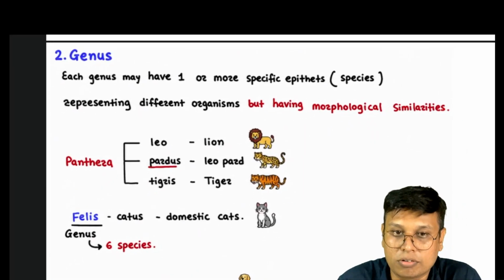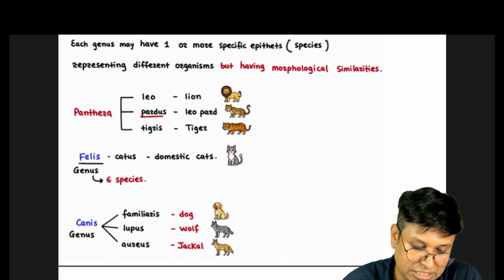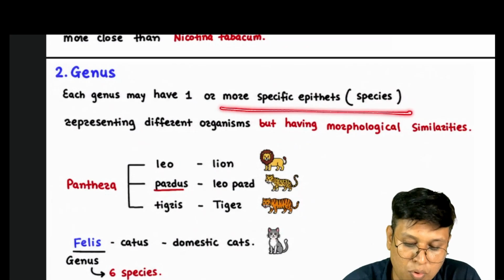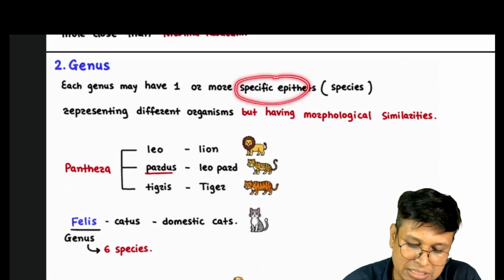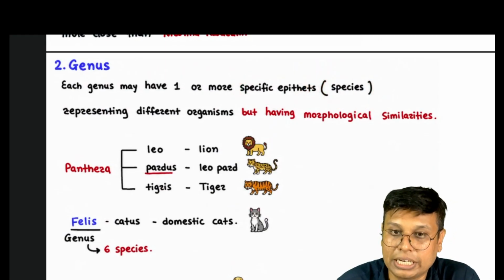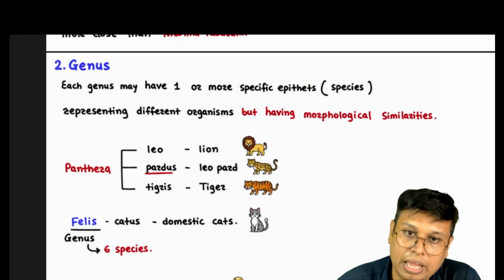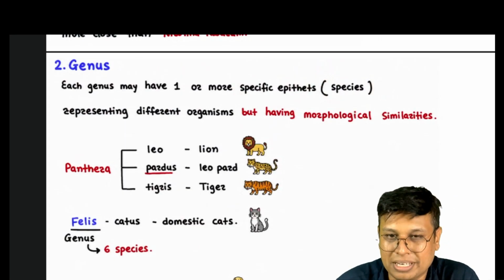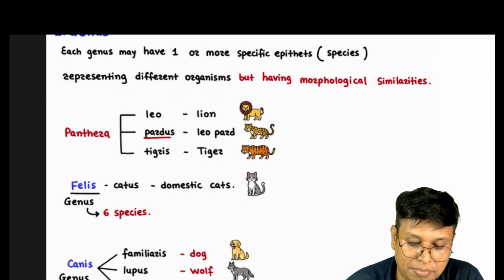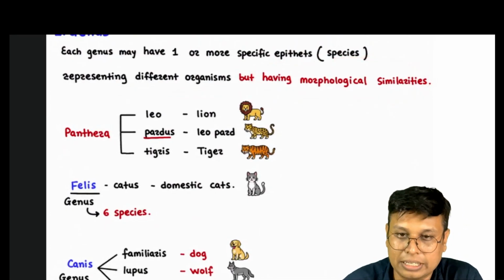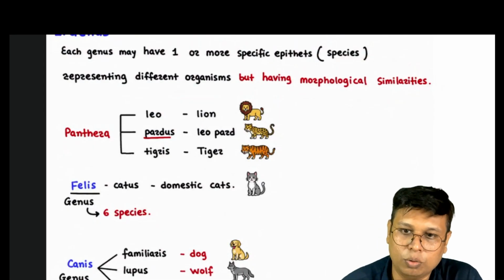Again here, each genus may have one or more specific epithets. Here specific epithet is nothing but species. That means a genus can have one species or many species, it does not matter, representing different organisms but having morphological similarity. Same thing we talked about: potato and tomato are closer compared to tobacco.